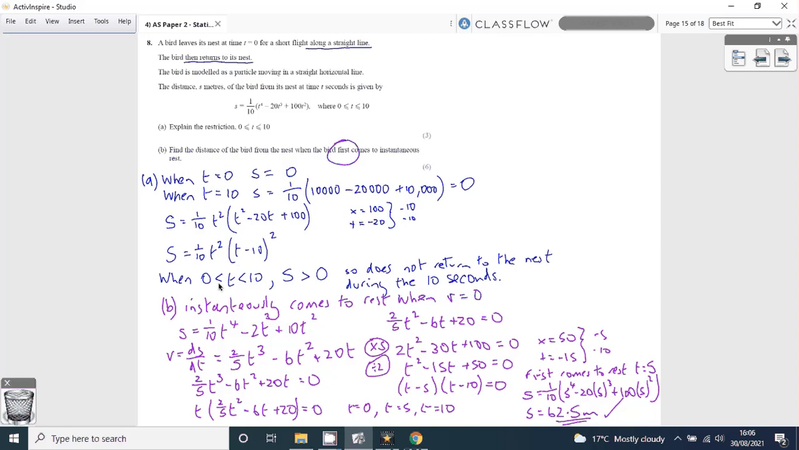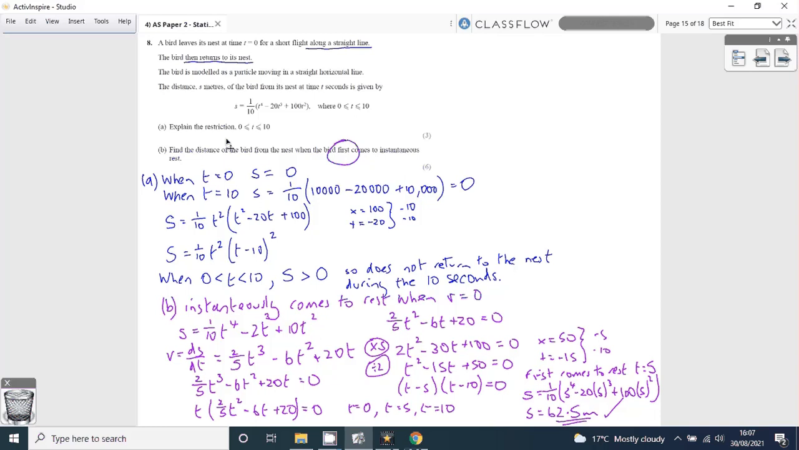Now, between 0 and 10, t squared is always going to be greater than 0, and t minus 10 all squared will also be greater than 0. Therefore, the distance will be greater than 0. So we can establish that the bird does not return to the nest during the 10 seconds.